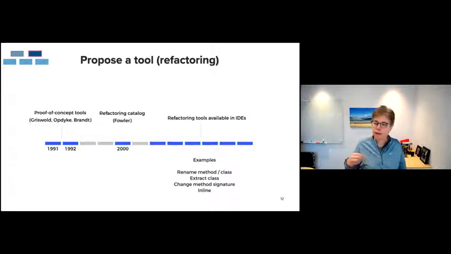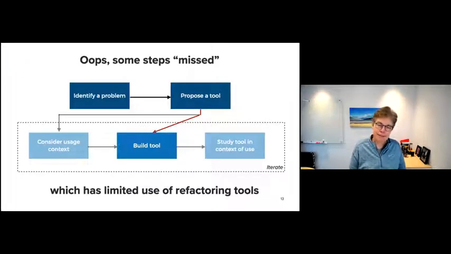So we have a lot that are very popular, like rename method, and then we have some that are a little bit more sophisticated, things like inline and other kinds of refactorings. And in most of the common IDEs in use today, there are at least 40 automated refactorings implemented in those toolkits. So in this case, we had a crisp identification of a problem.